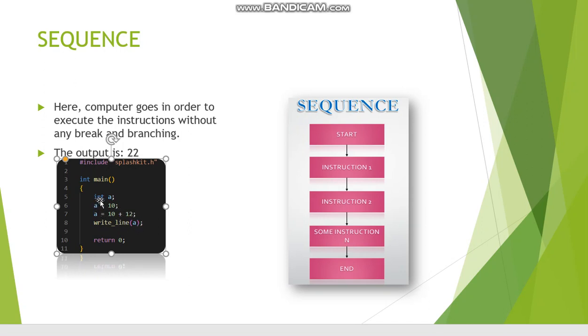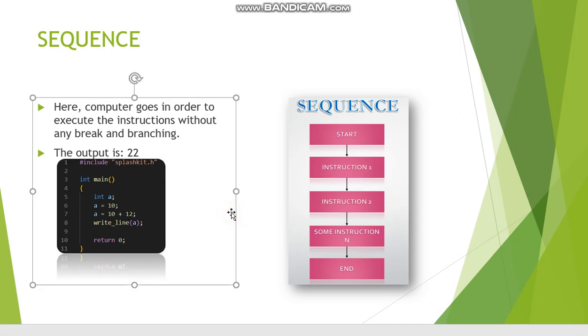See that the computer is not going back from here to here. After executing one line, it won't come back to it. One task is executed, then it will move on to the next one. It won't come back to the same task that has been done previously. So in a sense, that's what a sequence is. The output is 22. As you can see, 10 plus 12 is 22. So that's how it is.